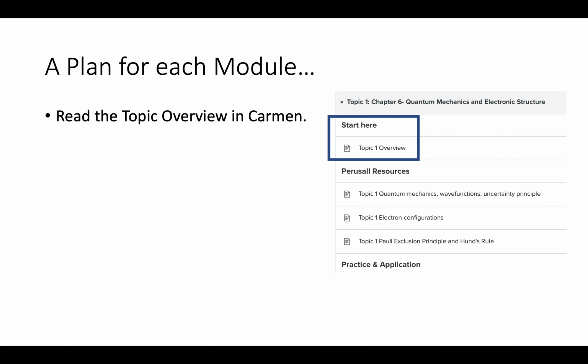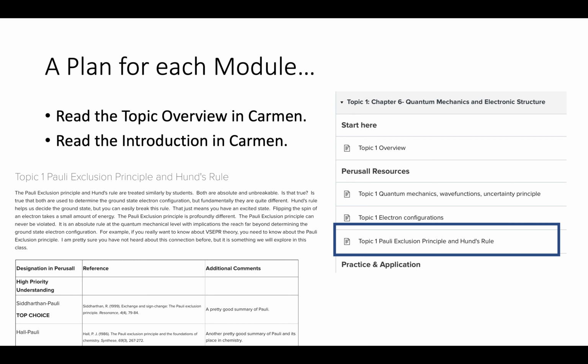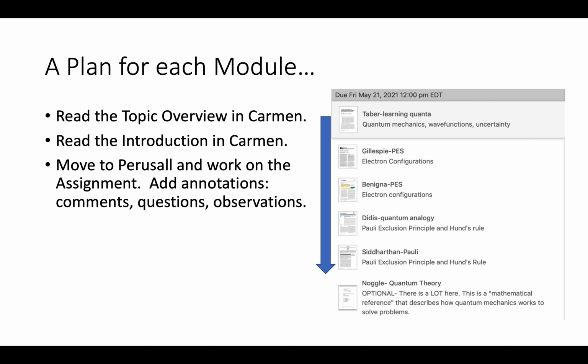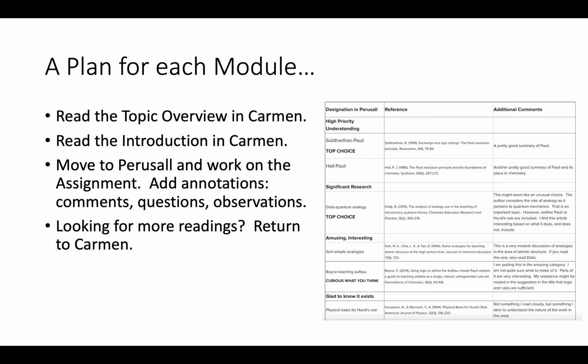So what I'd suggest for each module, first look within Carmen. Read the topic overview that I have listed there. Then look within that to see the available Perusal resources. Based on that information, I'd move over to Perusal and work on the assignment. Those are the top choice items. Add annotations, they might be your comments, your questions, your observations. Work through in an order like that.